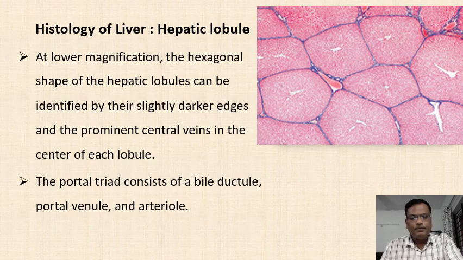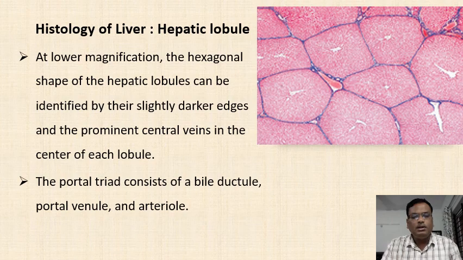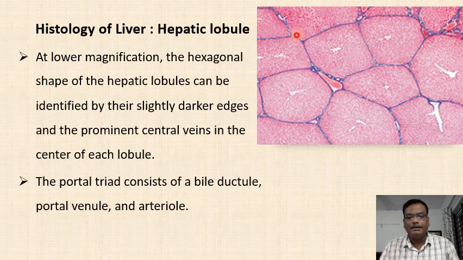And let us continue our study of histological details of the liver. So a hepatic lobule at lower magnification, the hexagonal shape of the hepatic lobules can be identified by their slightly darker edges. So under lower magnification, if you observe the transverse section of a liver under the microscope, you can identify the lobules very clearly.